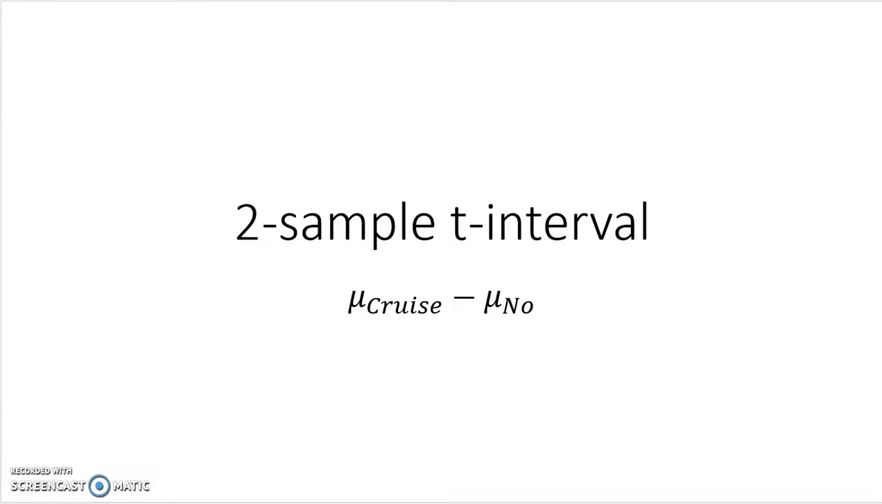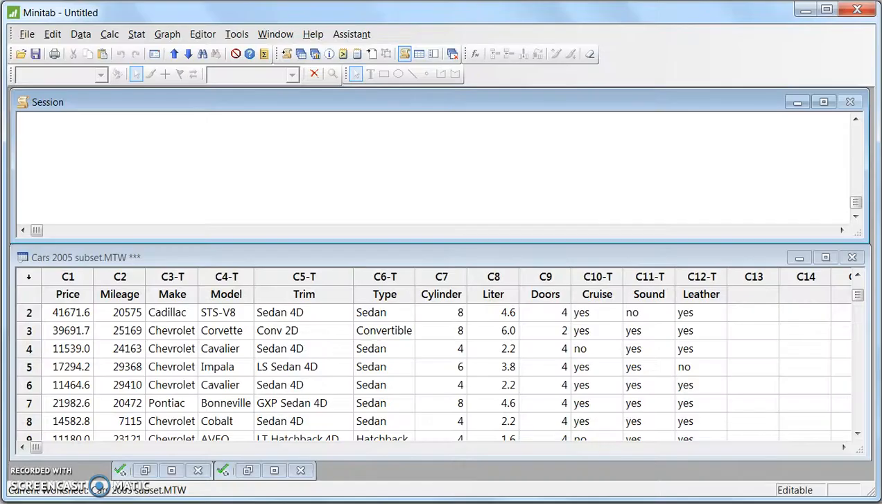Let's use Minitab to make a two-sample t interval for the difference between the mean price of all cars with cruise control and the mean price of all cars without cruise control. In this case, our sample sizes are fairly small, less than 30 each, so we should check the normal probability plots to check whether it's appropriate to make a two-sample t interval.